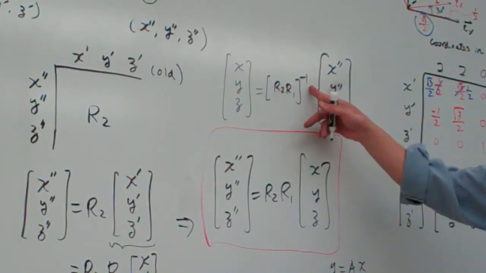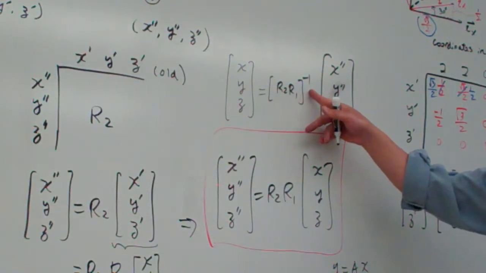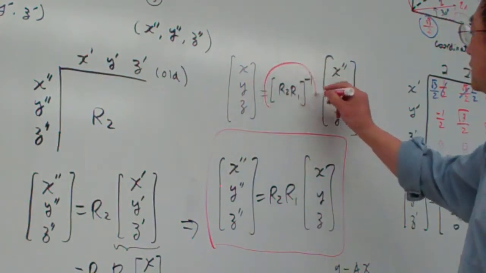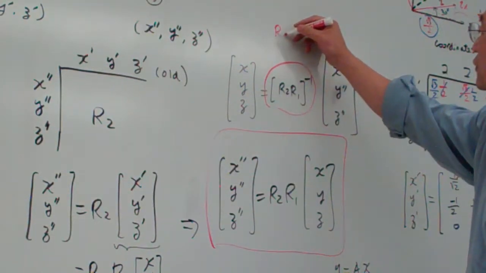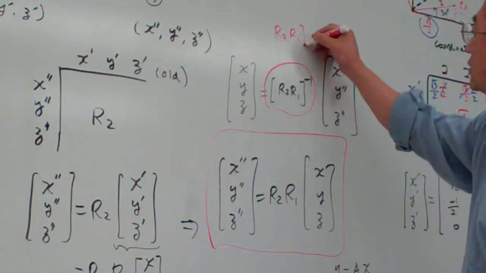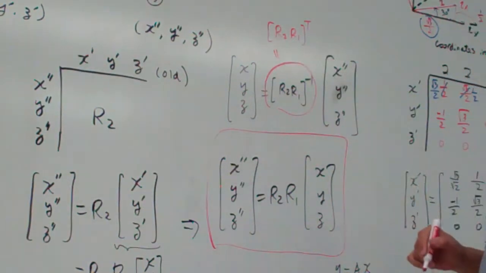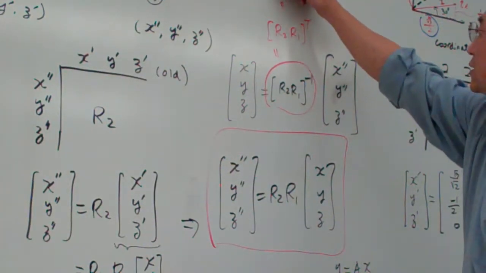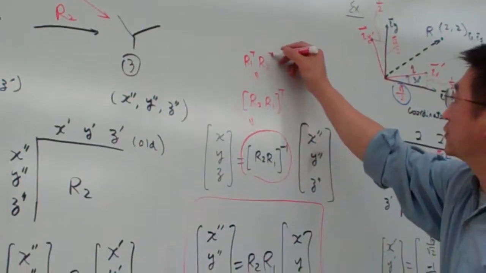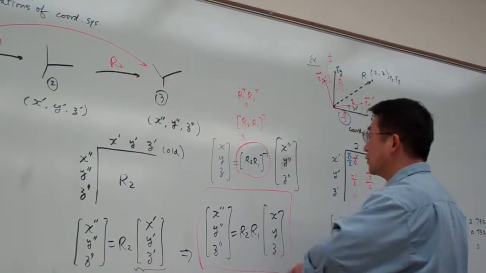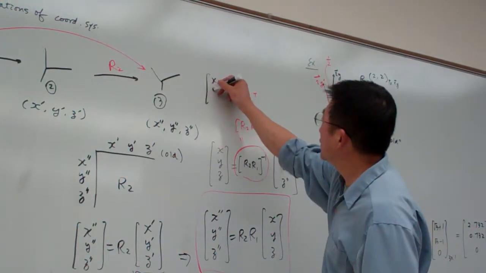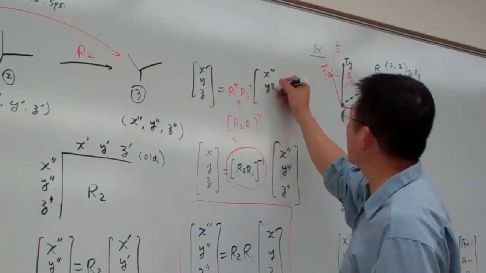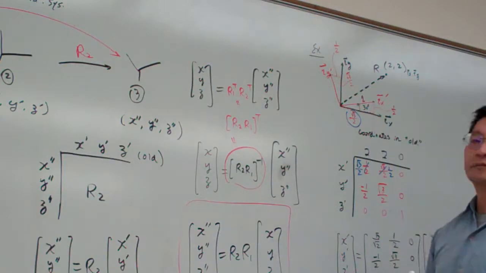Again, inverse is very bothersome, a very rigorous calculation. So basically this term equals (R2 R1) transpose. I utilize the properties we just described, and this one basically is R1 transpose R2 transpose. So let me rewrite here. That means x, y, z equal to this multiplied with x double prime, y double prime, z double prime.